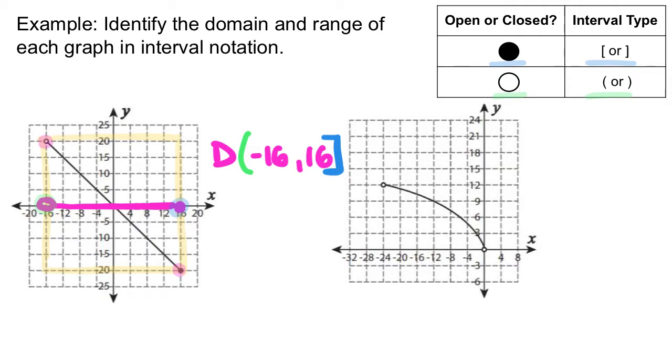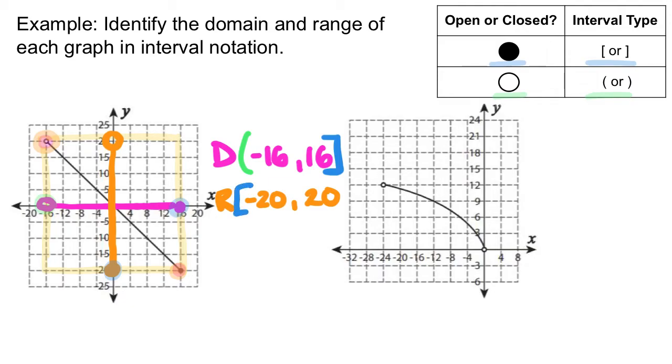Then the range is the spread in the possible y values. So the lowest possible y value is from this closed circle down here. So I could range from this closed circle here all the way up to this open circle up here. So I would have an open circle at 20, and it's all the numbers in between. So my range would be from the lowest possible y of negative 20 to the highest possible y of 20. And again, I'm going to fill in the appropriate bracket types. So since by the negative 20, I have a closed circle, I would use a bracket.